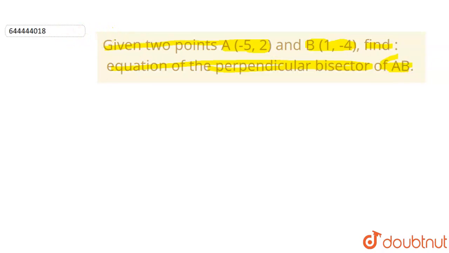Okay, means we have 2 points. Let's say this is A which is minus 5 comma 2, and we have another point which is B which is 1 comma minus 4, right? So the line joining these 2 points will be like this. Now let's understand some concept.